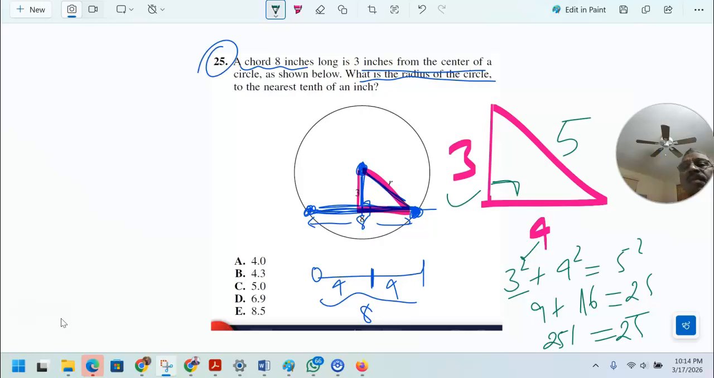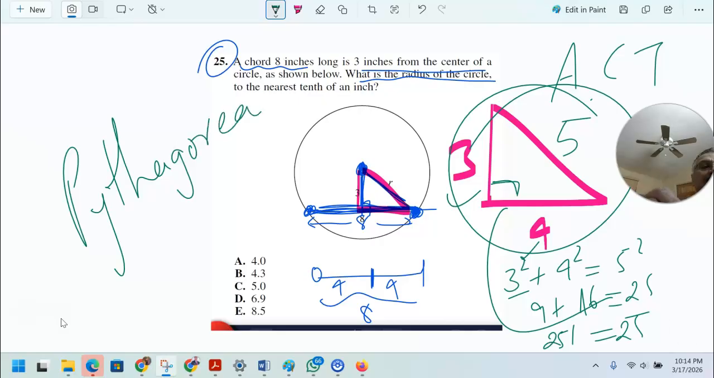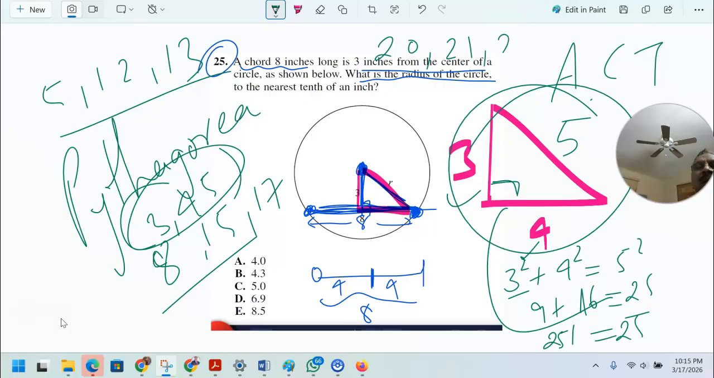Now, since this is an ACT question, you don't have to do too much work. You just think of shortcuts, Pythagorean triples. If you know the Pythagorean triples, you're done, like 3, 4, 5. You may also say 8, 15, 17. These are the ones you have to know. 5, 12, 13. These are the known ones. 20, 21, 29. Of course, there are many more.